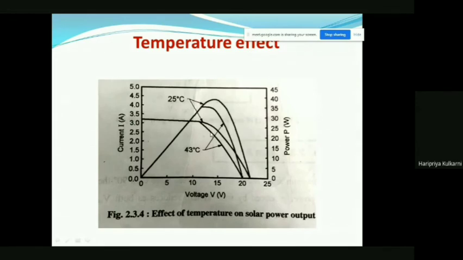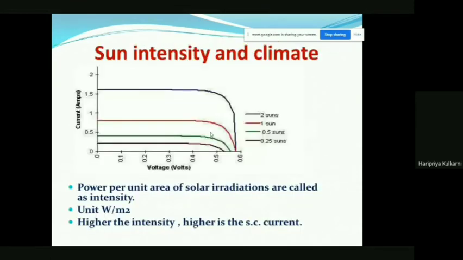because the silicon wafer we are using has characteristics that also get affected with the temperature, and hence the characteristics change.